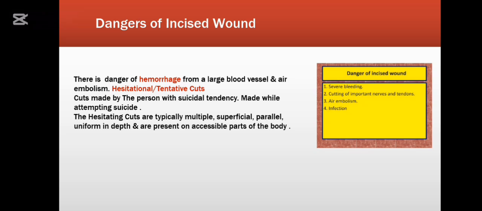Dangers of the incised wound. This is very important. The danger is from the hemorrhage of large blood vessels and air embolism. Another important feature of the incised wound is the hesitational or tentative cuts. These are the cuts made by a person with suicidal tendency, and in the body the tentative cuts are present while attempting suicide. These are typically multiple, superficial, parallel and uniform in depth and are present on the accessible parts of the body.